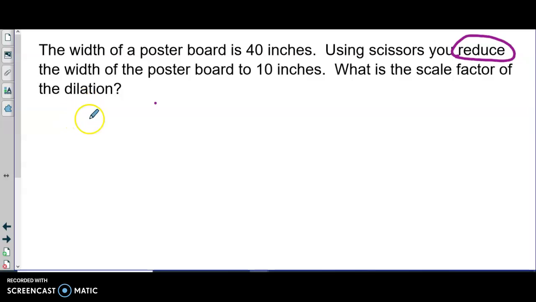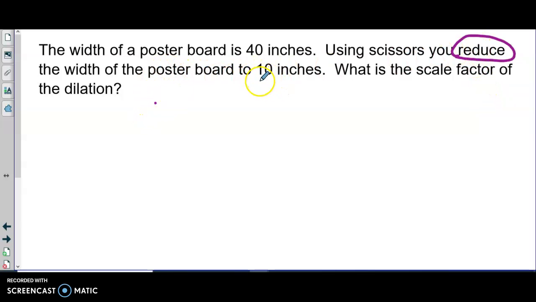We just said in the last video that if you're making something bigger, the scale factor has to be greater than 1. If you're reducing it, the scale factor has to be between 0 and 1. So that's a quick way to double check yourself, and if it's multiple choice, it's a quick way to eliminate answers. Because we're reducing it, we know anything greater than 1 can't be an answer. So if it says 2, 3, 4, whatever, none of those can be answers. We know we're looking for a number between 0 and 1.